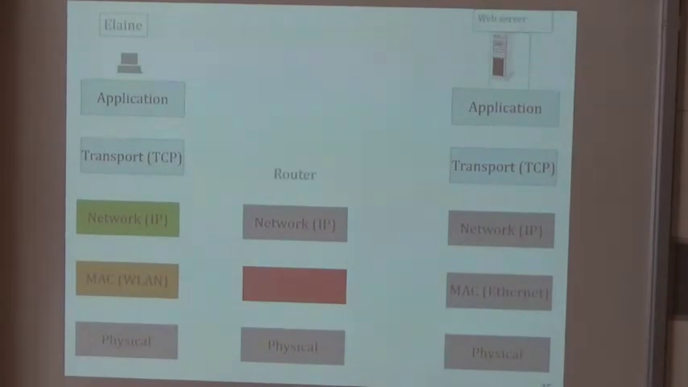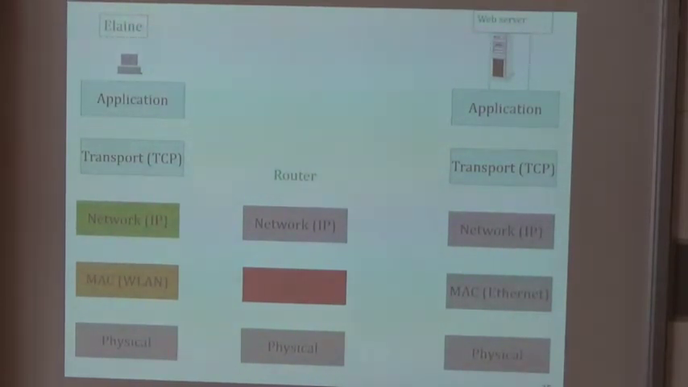Here is the layered diagram that corresponds to this scenario. Here I'm showing Elaine's device, the computer, the web server, and the router in between. The first thing you observe is that, in principle, the transport layer is absent from the intermediate point. That's the first thing to remember. The transport layer is end-to-end. So TCP is not involved in the router when we send the data.